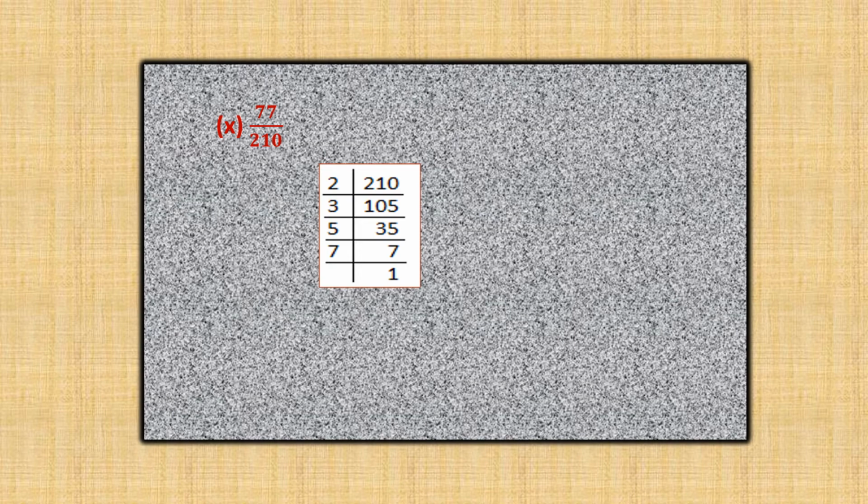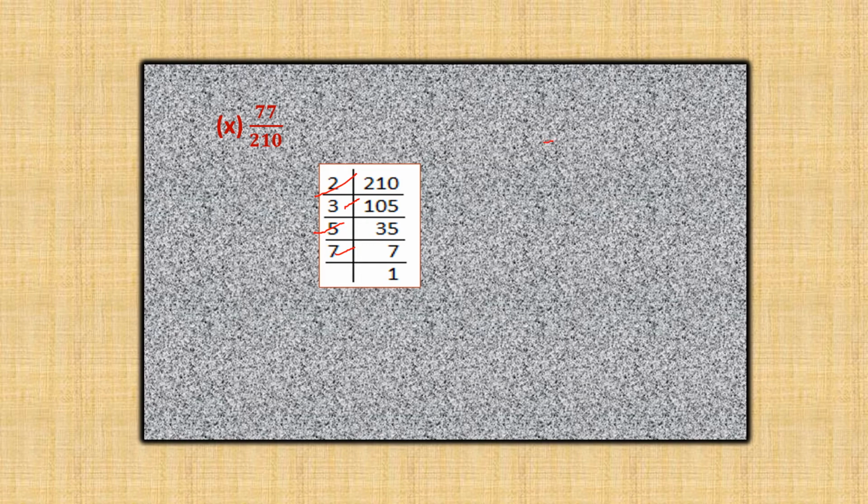So your next question is 77 by 210. Okay, children, we'll take the denominator 210 and do the prime factorization for that. Your prime factorization will be like this. Here, if you observe, 2 is a prime factor, 3 is there, 5 is there, 7 is there. Apart from 2 and 5, the other factors are 3 and 7.